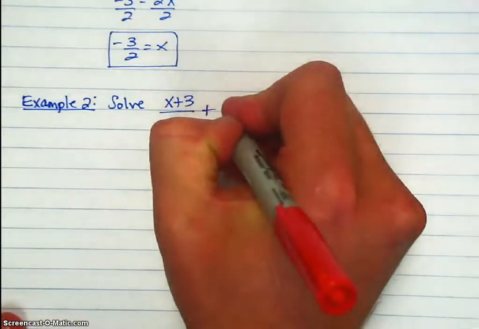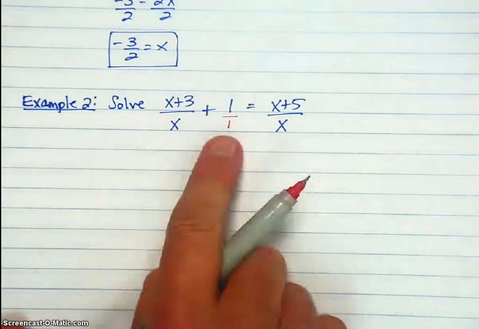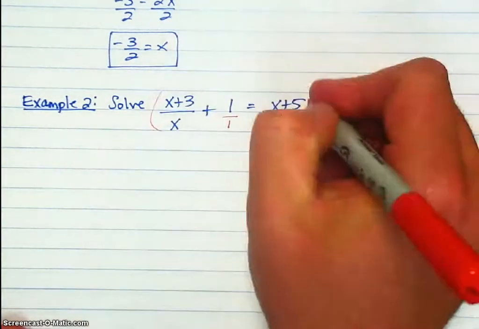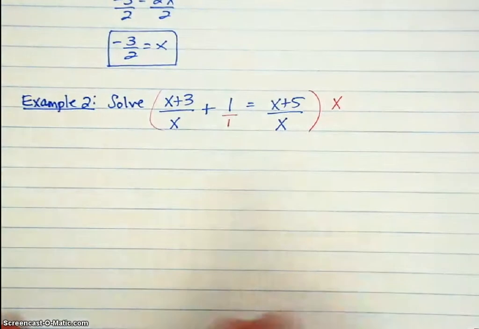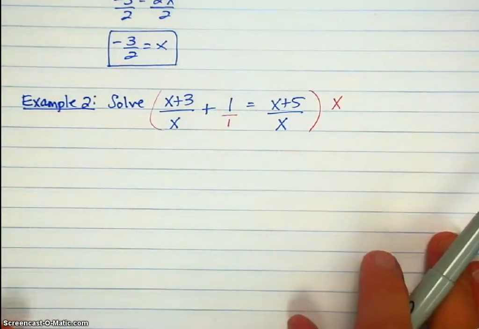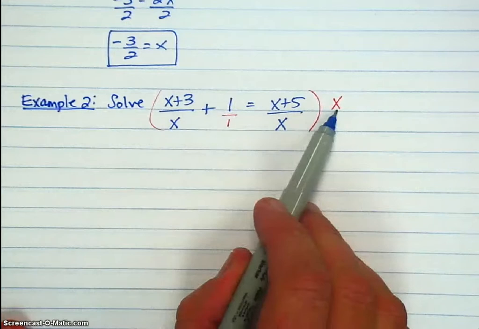Now, here, this is a 1, but that's over 1. That's understood. So if I'm looking at x, 1, and x, my lowest common denominator is simply x. That makes life kind of easy here. So now I'm going to take each one of these terms and multiply it by this x.